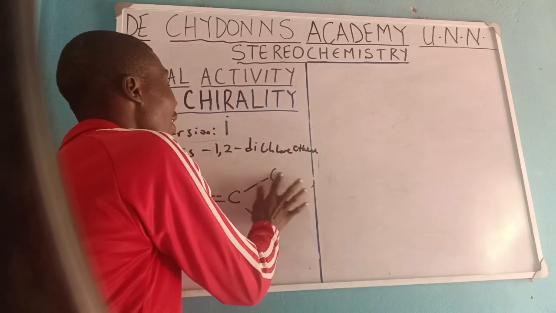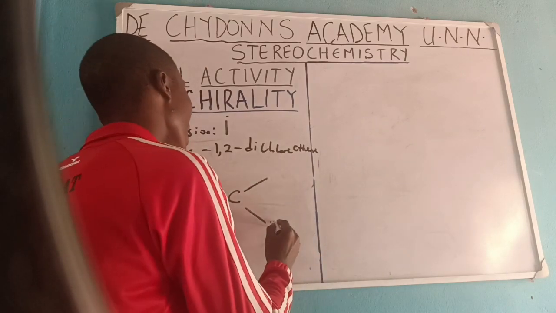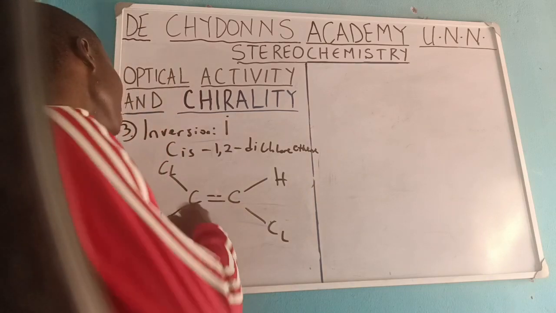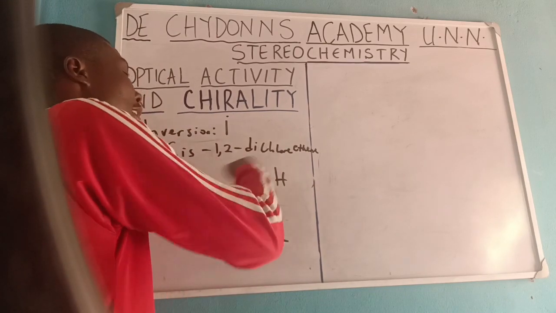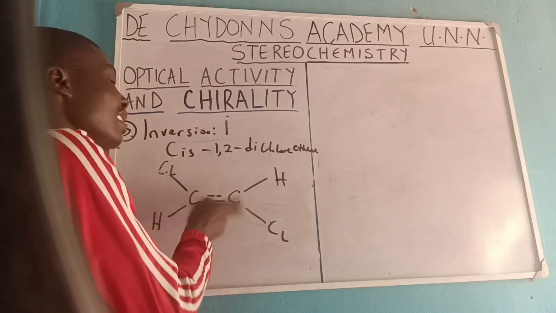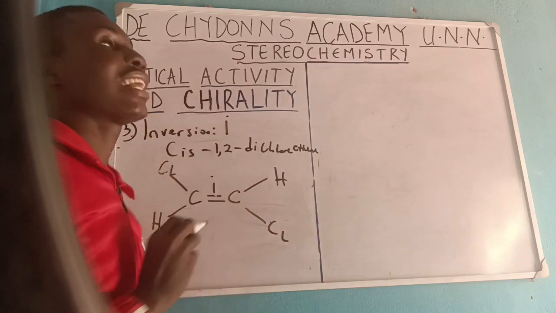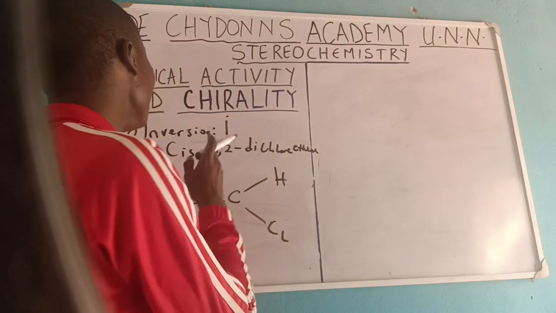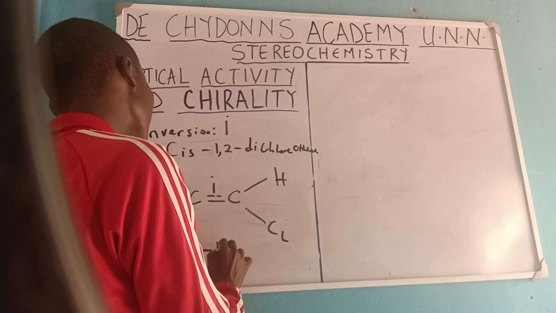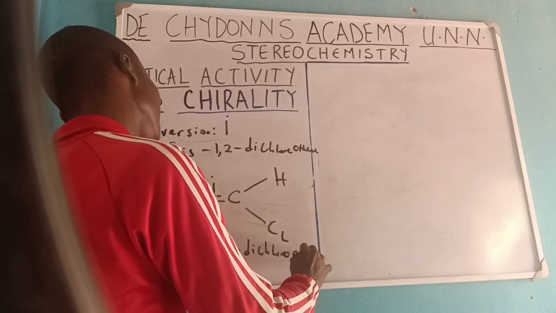In trans, what we're going to be having now is that instead of our chlorine being up, we're going to be having our chlorine down here. We're going to be having our hydrogen down here. Now, if you move your hydrogen to this particular point and you move this one here, they are replacing each other. They are the same atom. If you move your chlorine here and you move this other one here, they are replacing each other. They are the same atom. So the implication is that this place is going to be a center of inversion for trans-1,2-dichloroethane.